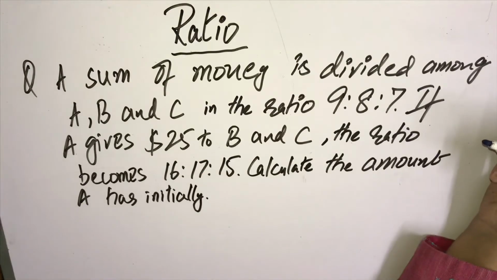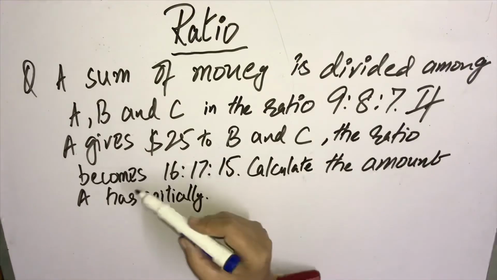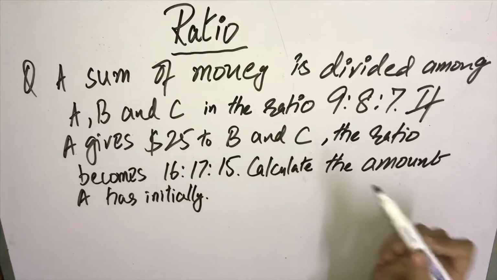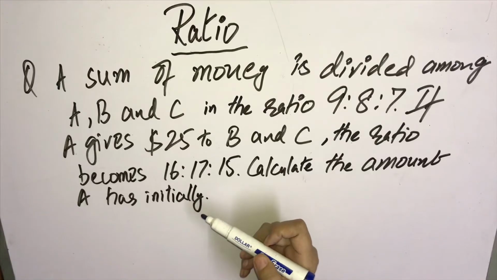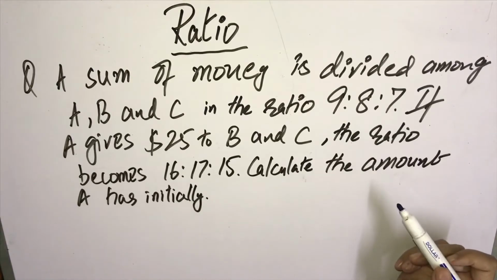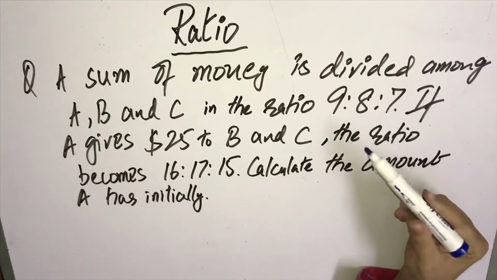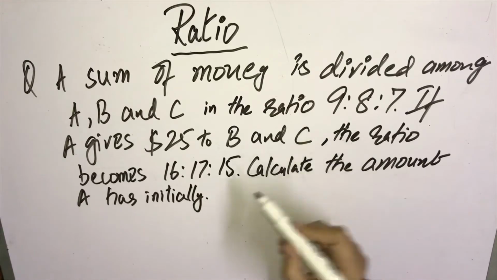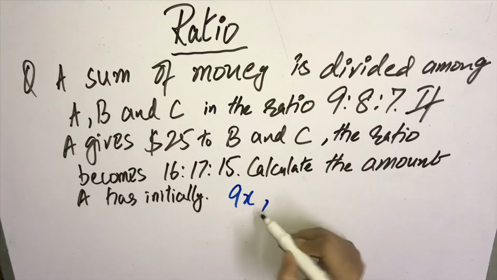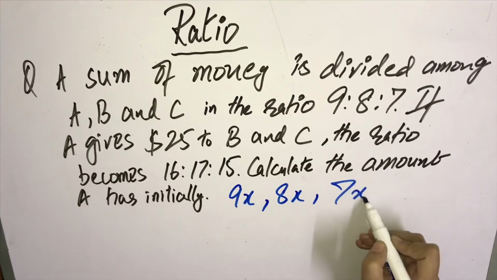Another type of question: a sum of money is divided among A, B and C in the ratio 9:8:7. If A gives $25 to B and C, the new ratio becomes 16:17:15. We have to find how much amount A has initially. Okay, suppose one part of money is X. In the start, A was having 9 parts of X, B was having 8X and C was having 7X.